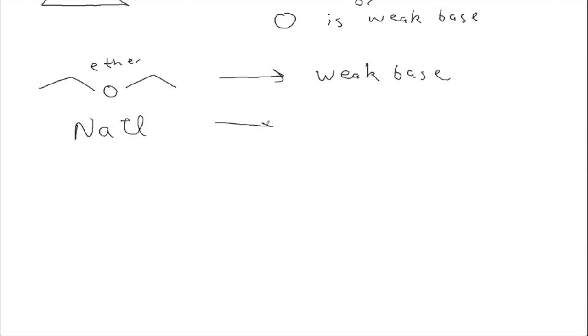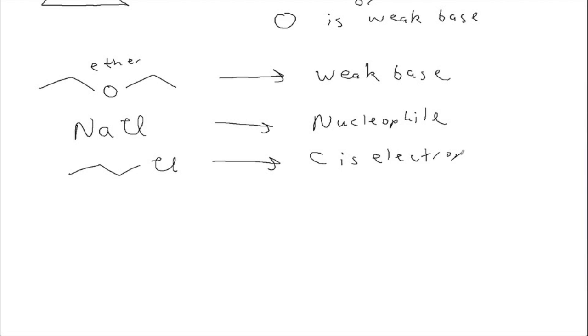So what role would we expect this to play in a reaction? Nucleophile. The chlorine. Could it be a base? No. Usually not, because it's the conjugate of a very strong acid. Good. What role would we expect this molecule to play? Electrophile. The carbon is the electrophile, and what role would the chlorine play? Leaving group.